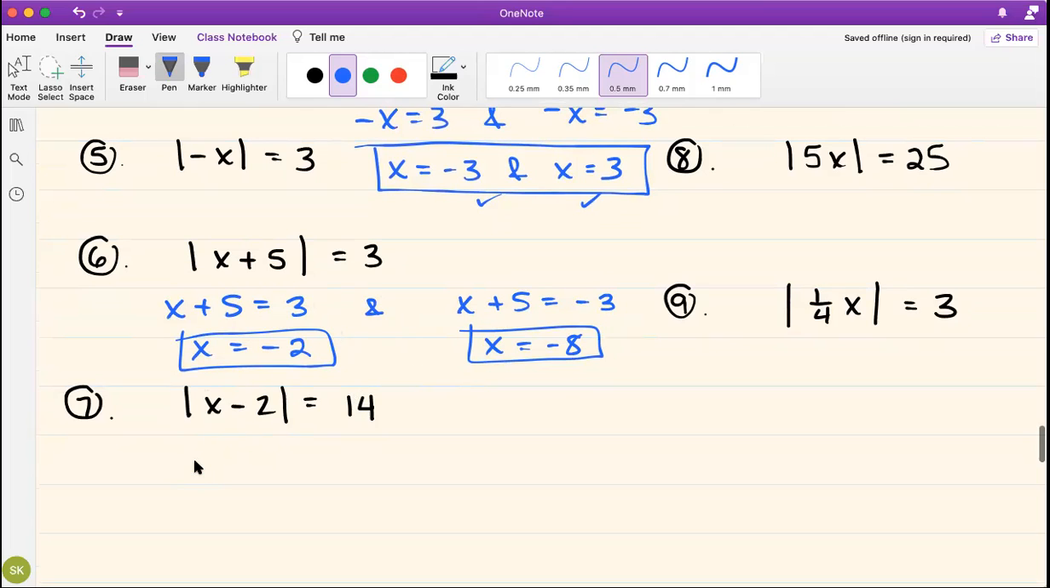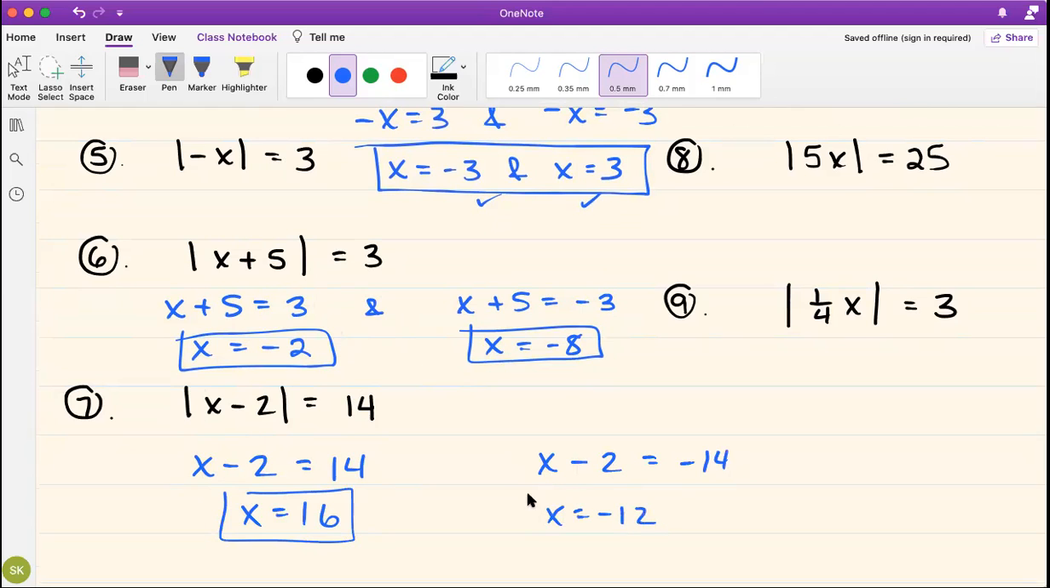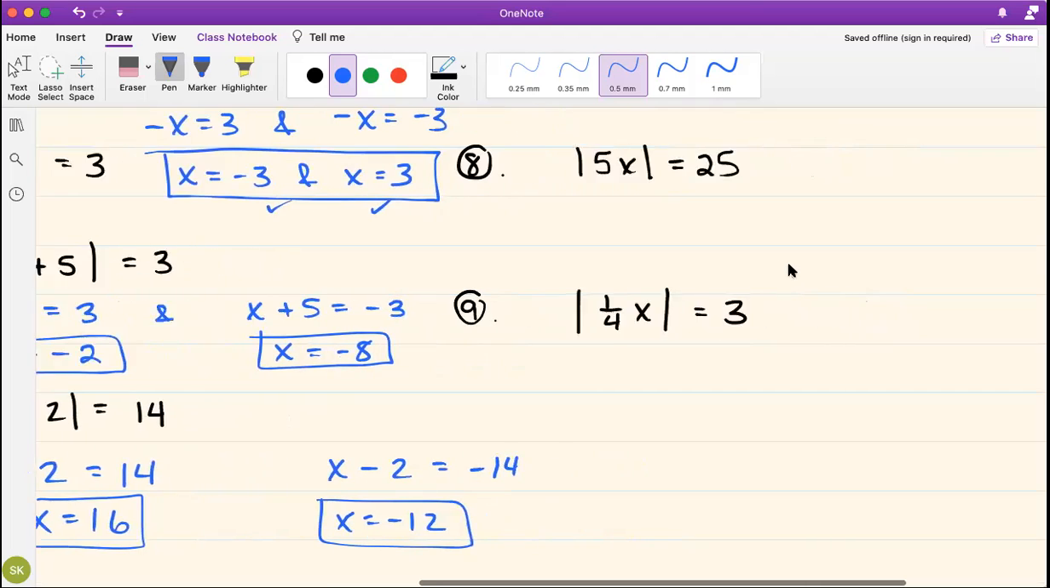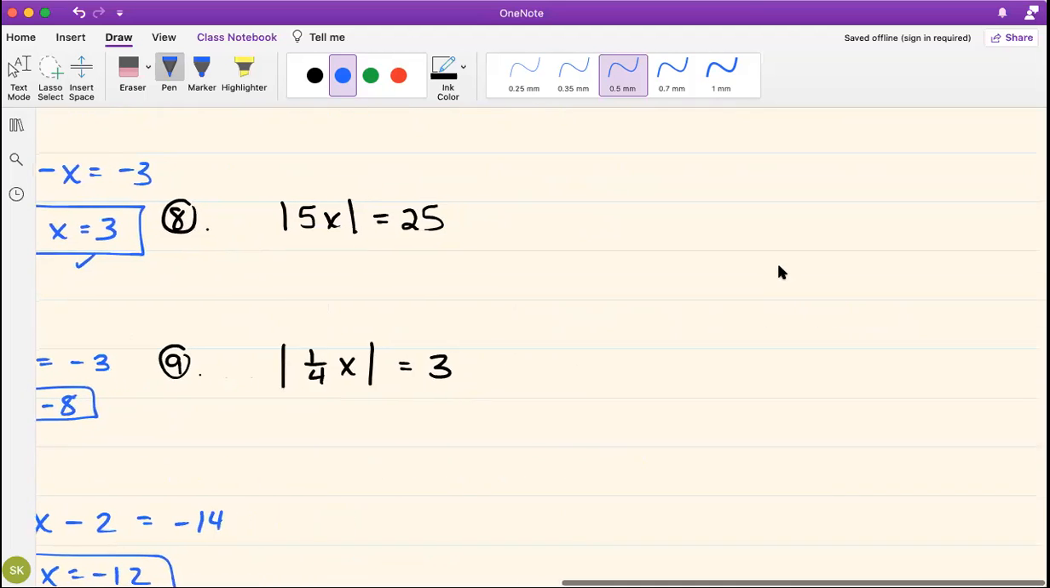Let's try this one. So we get x minus 2 is 14, and x minus 2 is negative 14. Add 2, I get 16. Add 2, I get negative 12. Again, if you plug both of these in, you do get 14. Here are my last two problems.